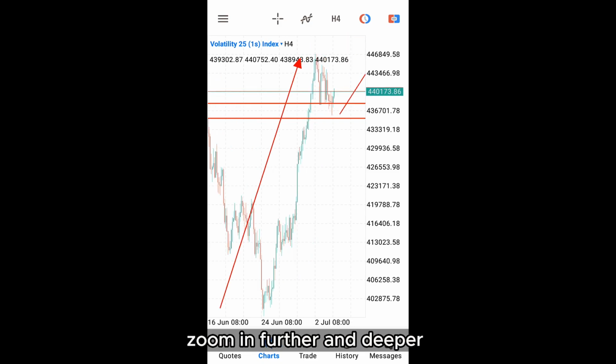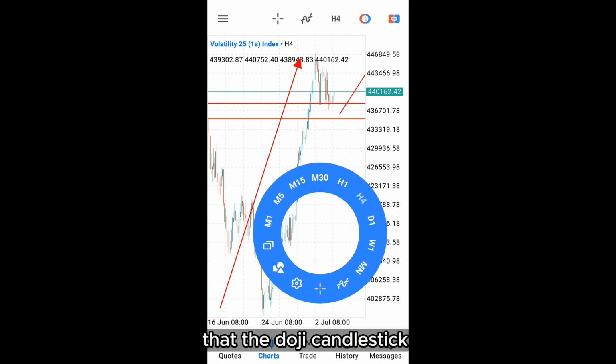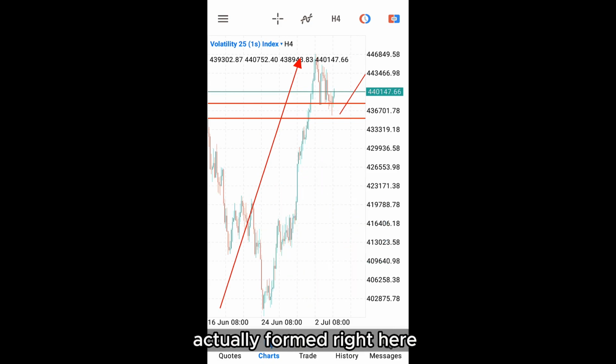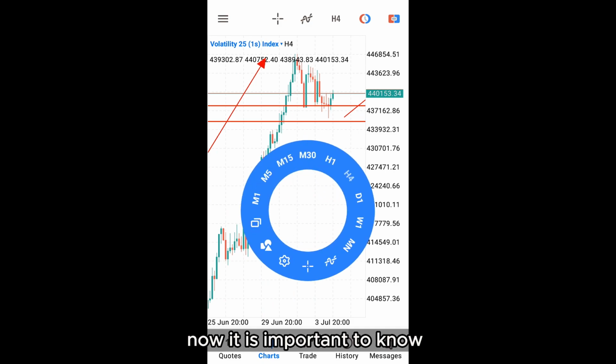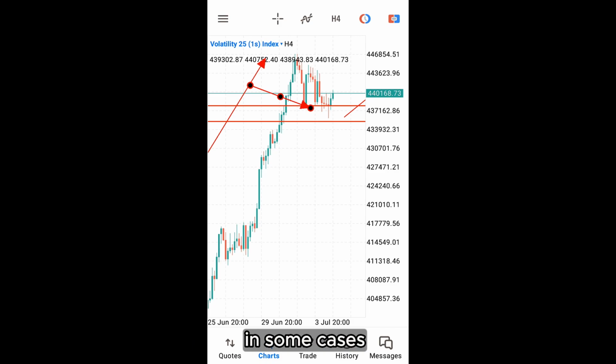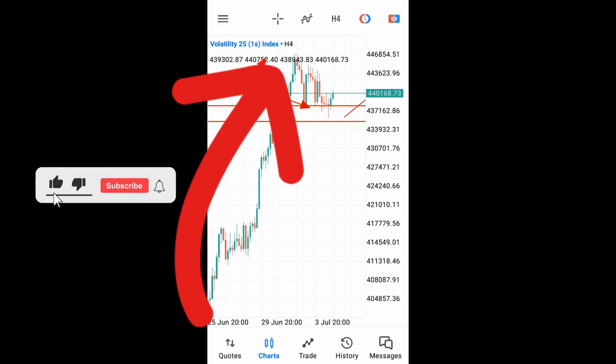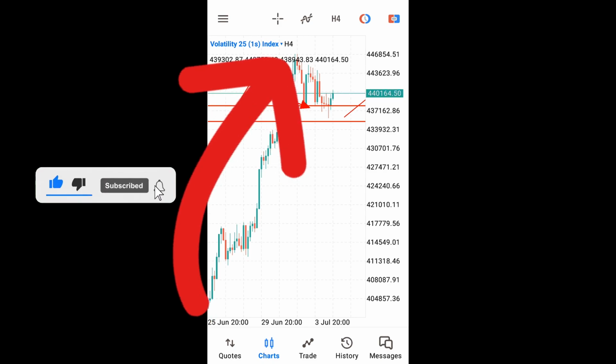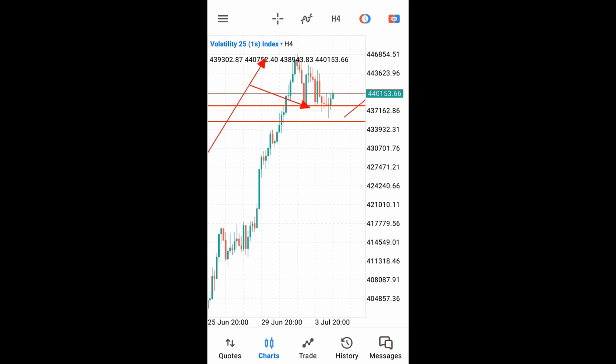Zooming in further and deeper, we can observe here that a Doji candlestick actually formed right here. Now, it is important to know that even though the Doji can famously act as a reversal candlestick, in some cases it might act as a continuation pattern. You just need to know when to connect the dots. And since we have the information that this move has to be retraced to almost 90% of it, then it is reasonable to see this Doji candlestick right here as a continuation pattern and not as a reversal pattern.